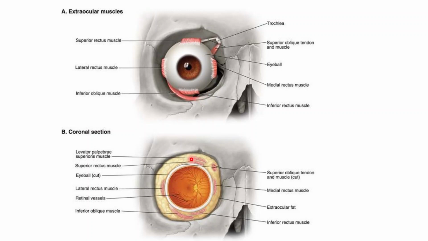This is the coronal section showing all the recti and the oblique muscles. Just observe the location of the superior oblique as well as the inferior oblique. As we can see, the superior oblique is located medial to the superior rectus and above the medial rectus. We can also make out the location of the inferior oblique, which lies beneath the inferior rectus muscle in this view.